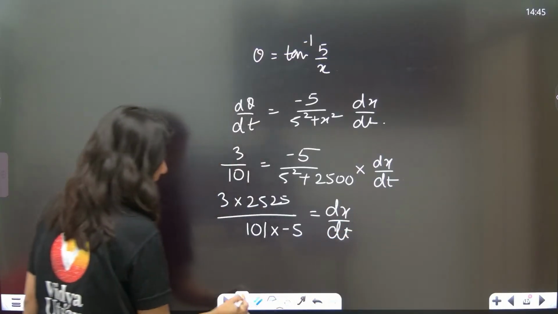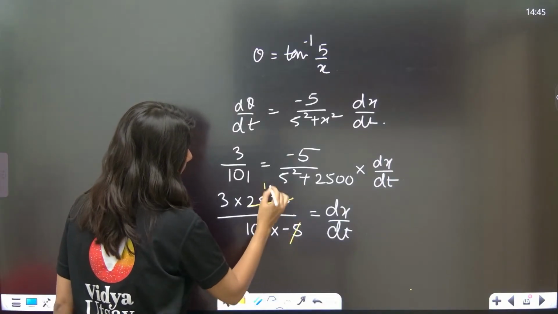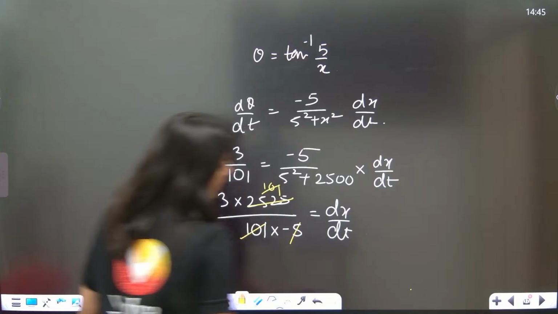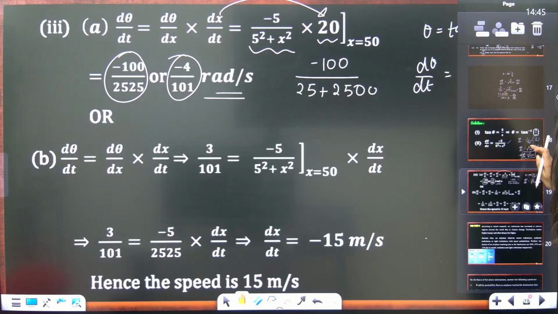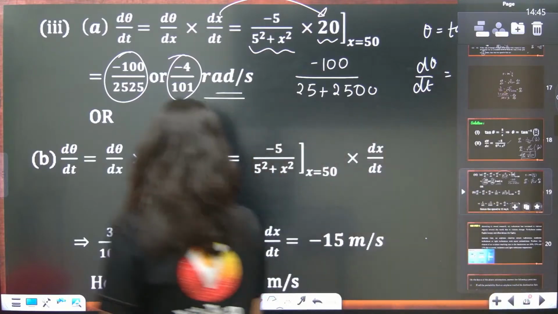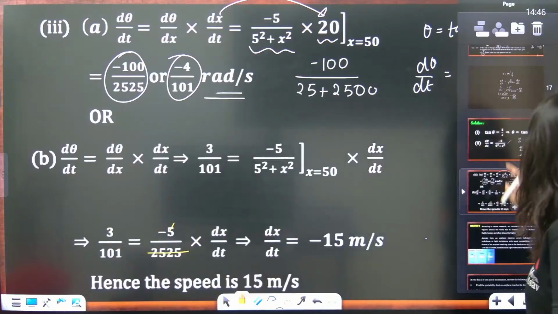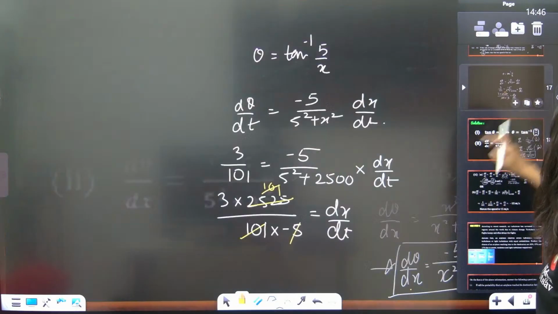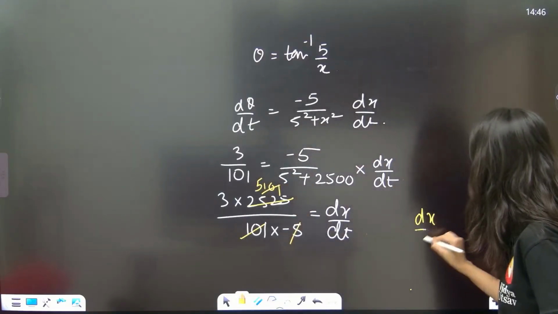So 3 into 2525 upon 101 into minus 5 is your dx by dt. This is your speed, my dear students. So yes, 5 ones are 5, 5 ones are 5, 101 cancels. Have I done anything wrong? See, this is 5 ones are 5. This is 505, my dear students. Yes, 505. So this is 5 only. So the answer is dx by dt is 5.